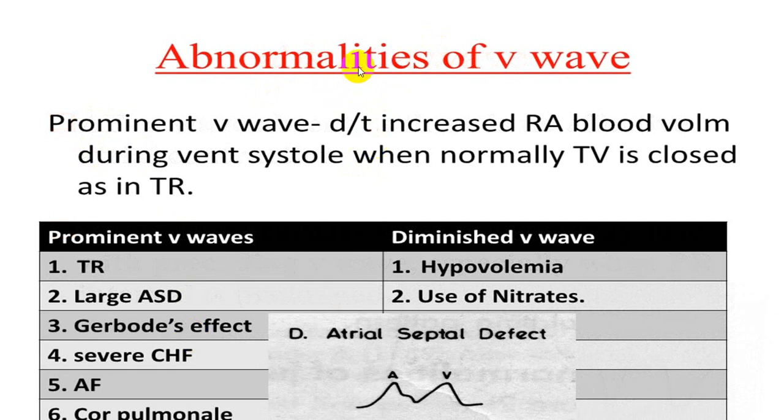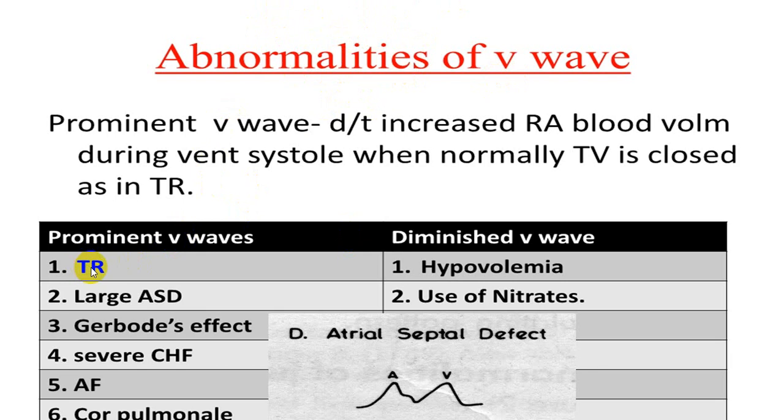Now we go to the V wave. We have already told you that the V wave is because of atrial filling, and simultaneously there is a ventricular systole which is going on. So if there is a ventricular systole and there is a TR, then it will produce a prominent V wave. So in a TR, you will get a prominent V wave because of ventricular systole.